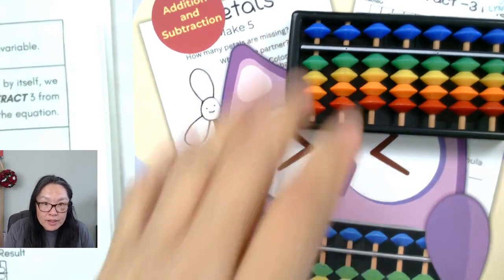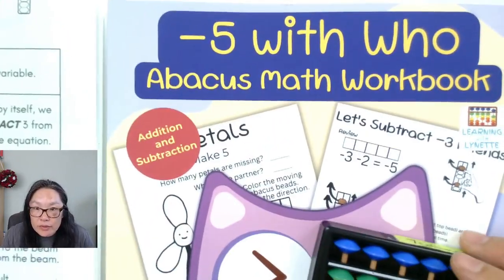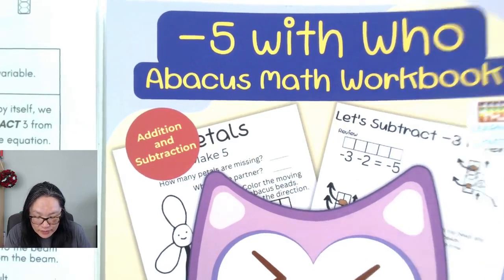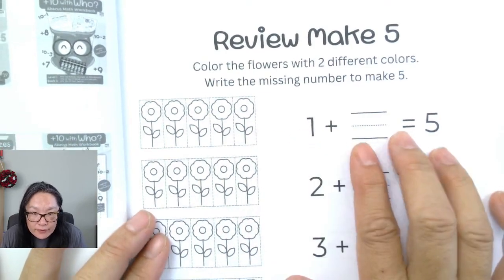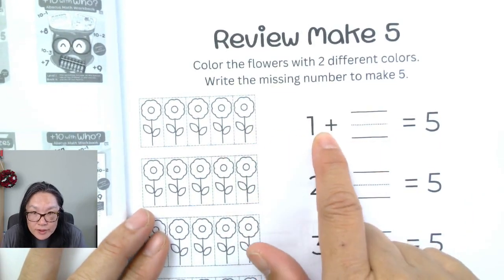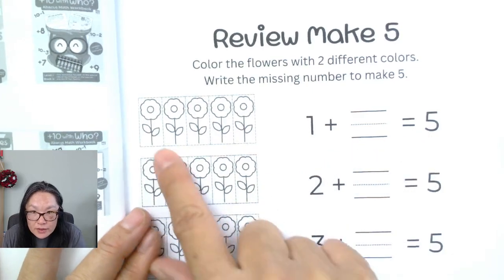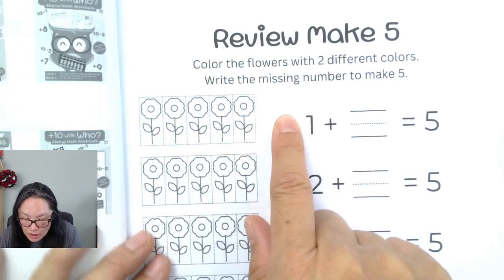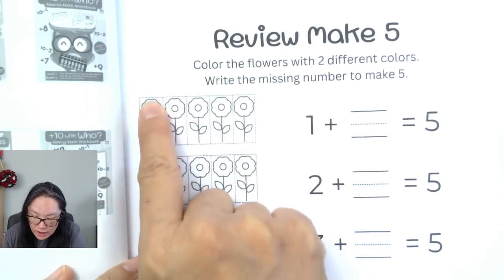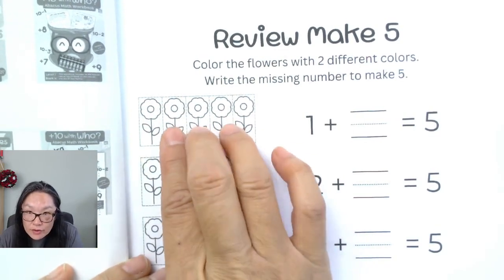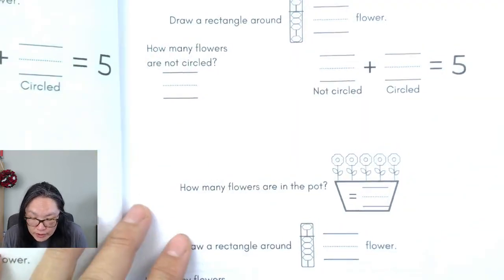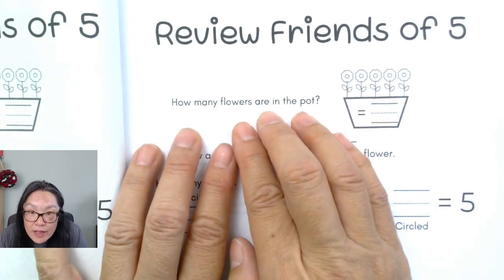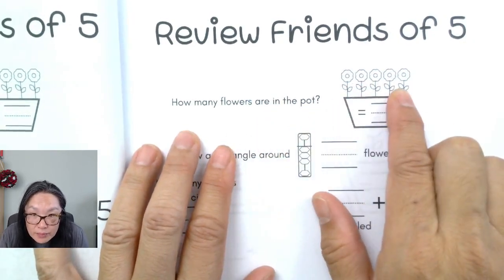We're okay? Okay. So what we're going to do is we're going to subtract the 5. When we subtract the 5, we're just going to go through it. This is a little review of how to make a 5. Remember, 1 plus 4 is equal to 5. This is to help you color it in. So you can color in the 1 and you'll notice that there's four flowers that are not colored. So when we look, we're going to review how many flowers are in the pot. There's 5 flowers in the pot.